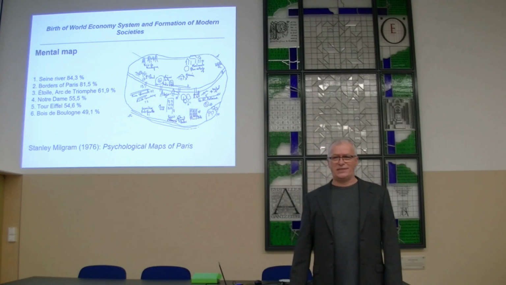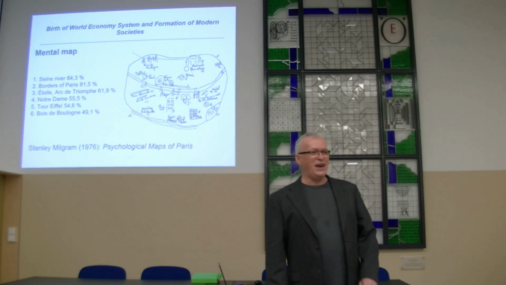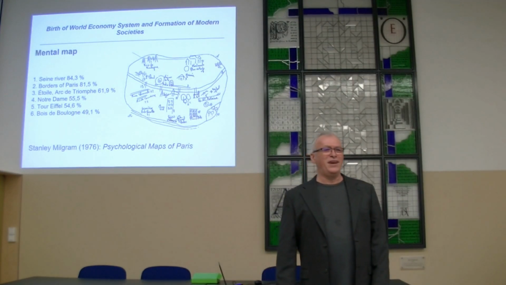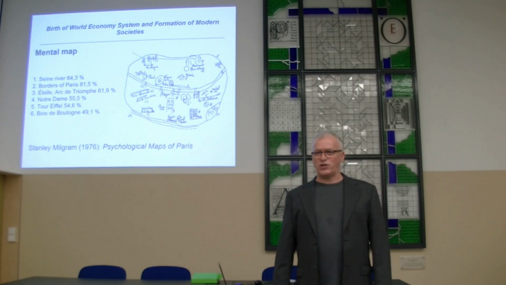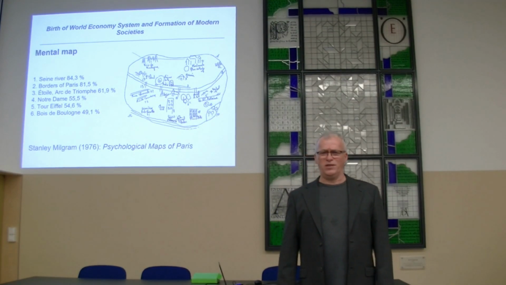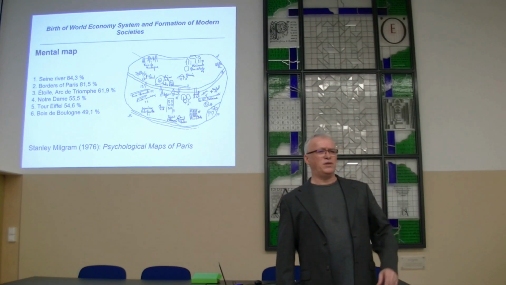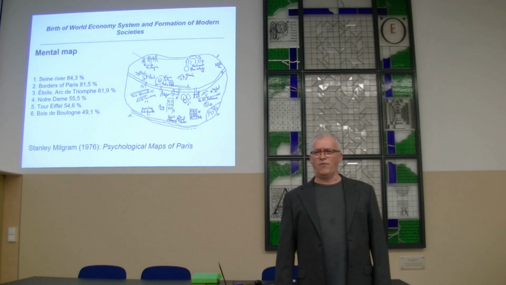Bois means forest. Students who know the solution, I am excluding from the rivalry. But my question: why is one forest so important to the inhabitants of Paris that it is in sixth position? The Bois de Boulogne, a forest. Why?